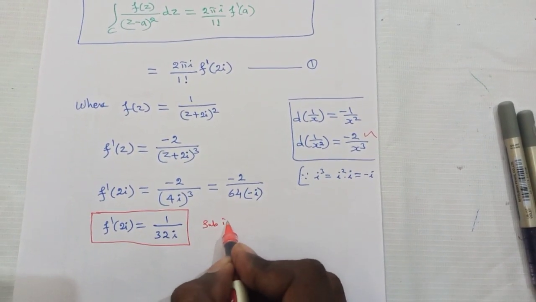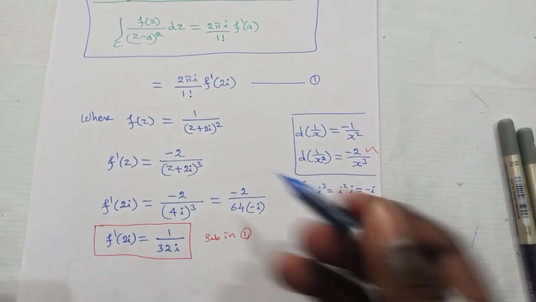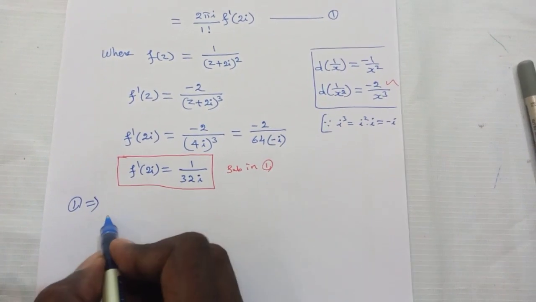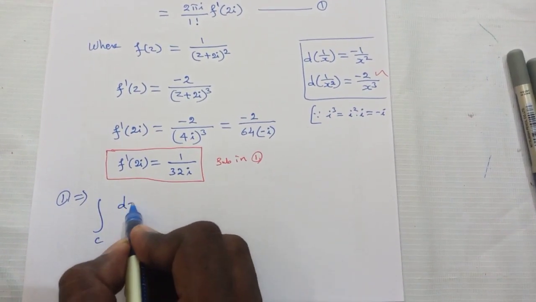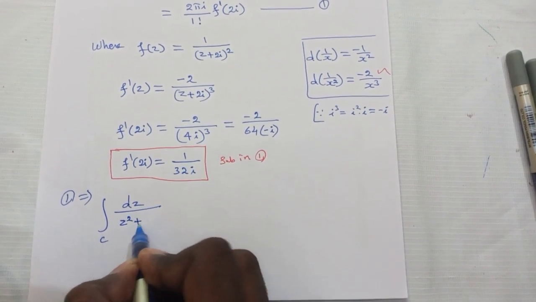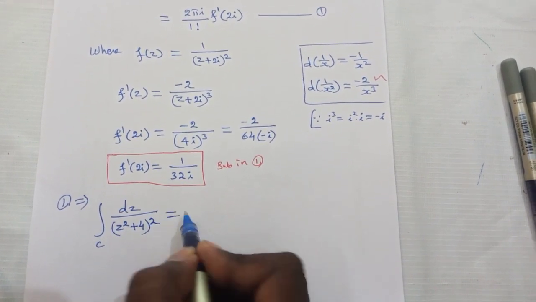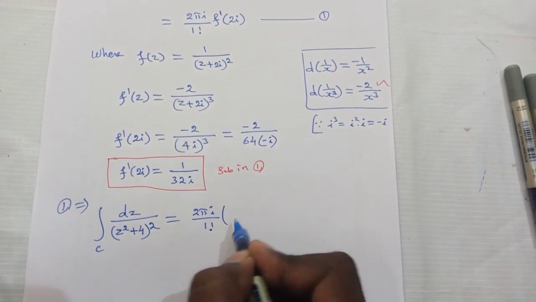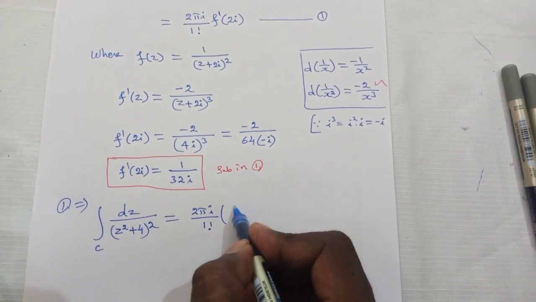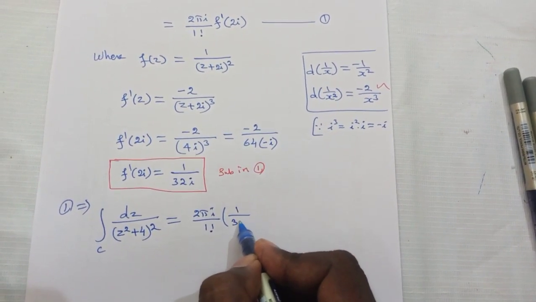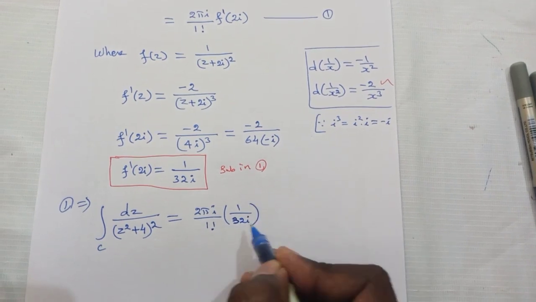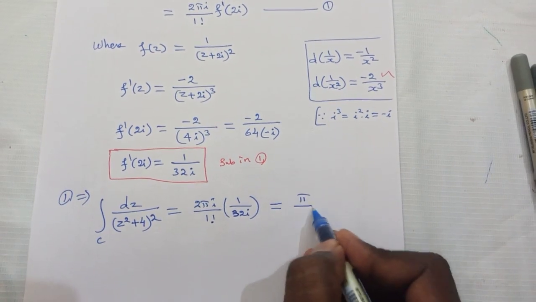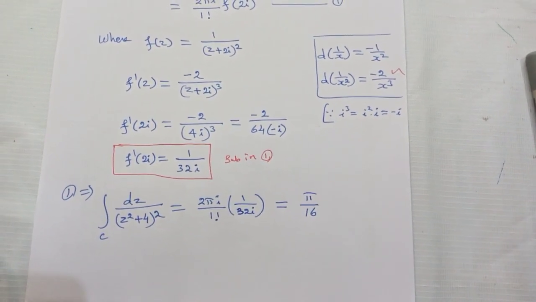Substituting in equation 1, our required integral over C of dz by (z square plus 4) the whole square is equal to 2 pi i by 1 factorial into f dash of 2i. f dash of 2i is 1 by 32i. So i cancels, 2 also cancels, and the answer is pi by 16. So pi by 16 is the answer of the problem.